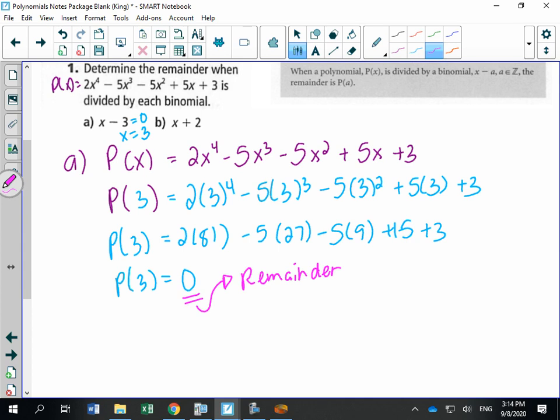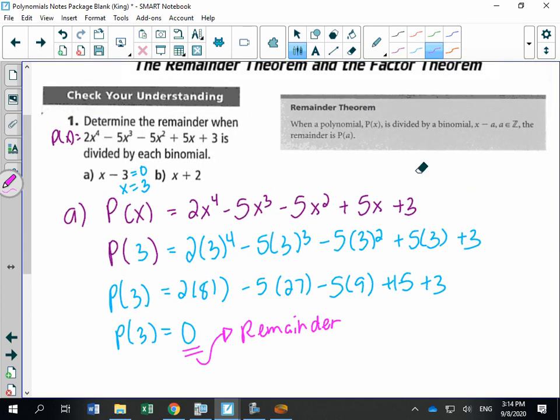What the Remainder Theorem says is when you take a polynomial, P of x, and you divide it by a binomial, remember when we divide by a binomial, we need to figure out what the root is. So set it equal to 0, x is equal to a. So when I take my polynomial and input a, whatever my output is, that is going to be the remainder. So here, when I input 3 and I got an output of 0, that's the remainder.